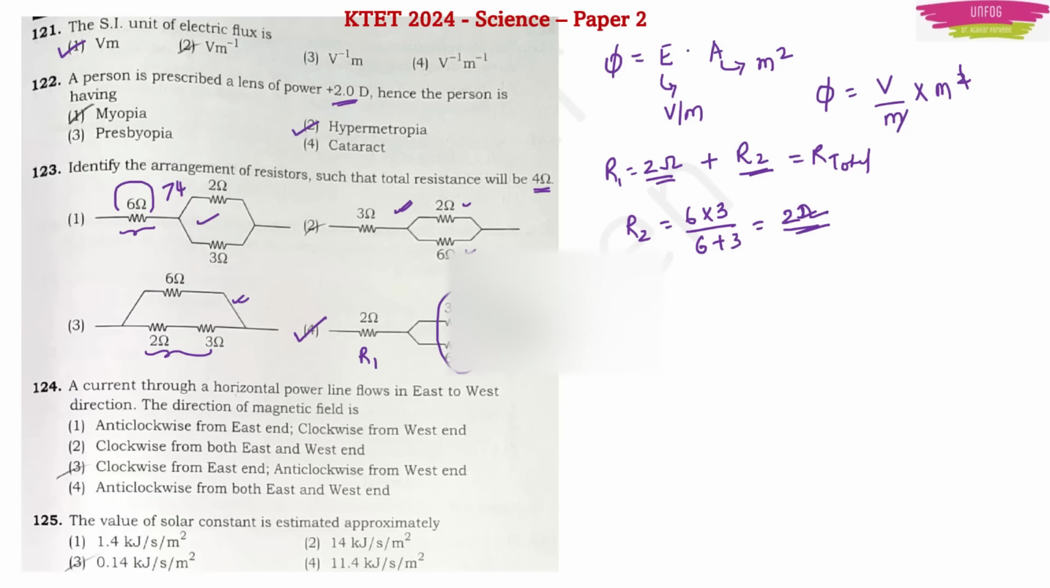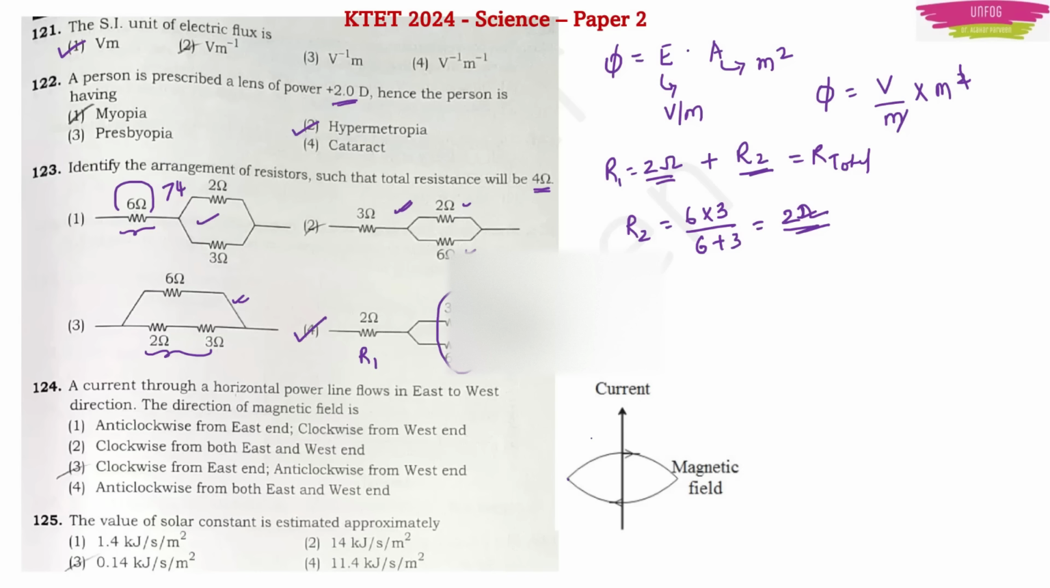Next question, 124. A current through a horizontal power line flows in east to west direction. The direction of magnetic field is. If you see the options, it is very confusing, so don't look at the options. Just imagine this type of figure. Actually, they should be giving more specification regarding the direction of the magnetic field, either above or below, which view it is. They are not giving that clarity.